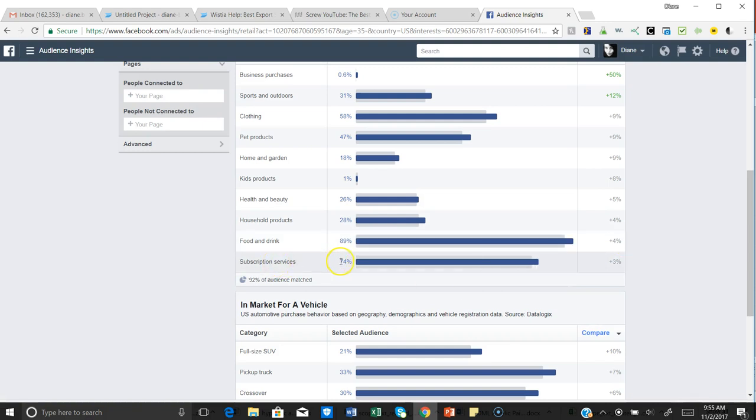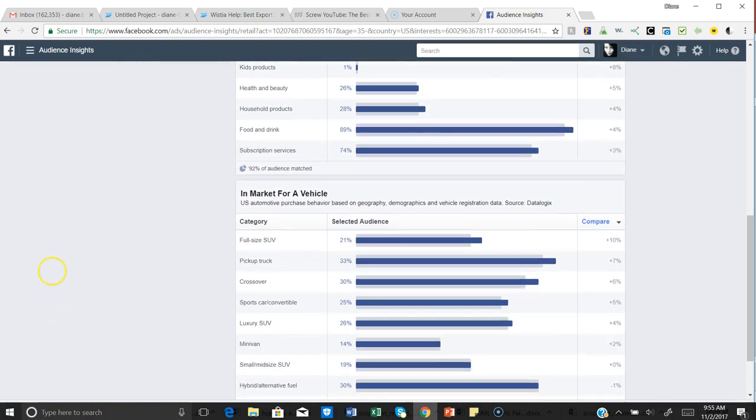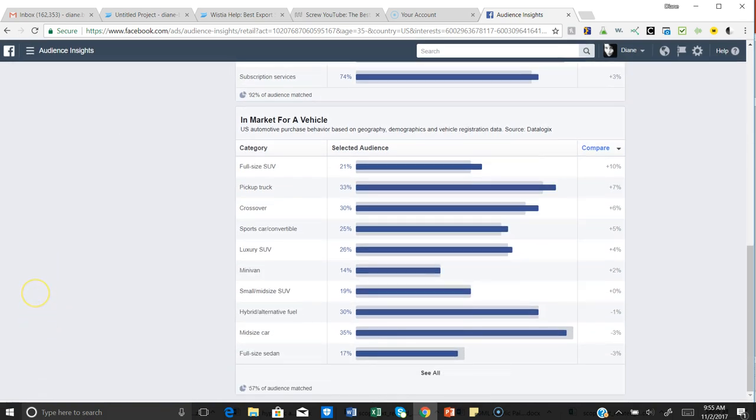Subscription services. This is a huge one. Okay, people who are poor don't tend to buy subscription services. People who are wealthy do, and they're in the 74th percentile for people who buy subscription services. That means they have money. Then we can even figure out what kind of vehicle they drive, which is really cool because that helps me to give a perfect picture in my mind when I'm speaking to someone.